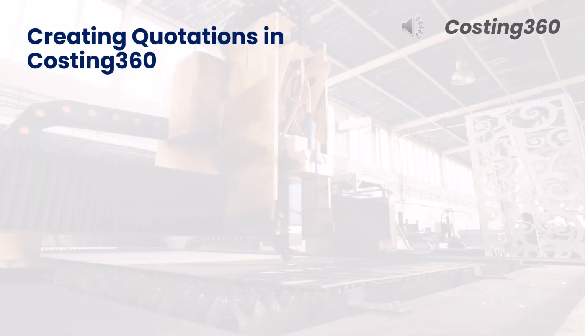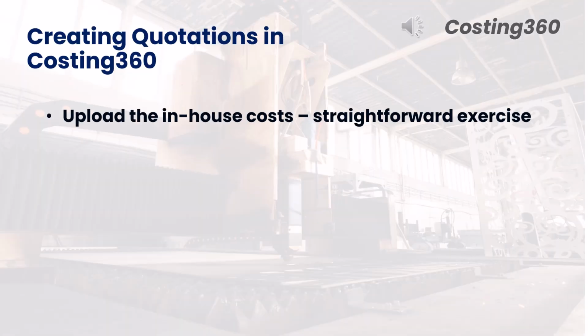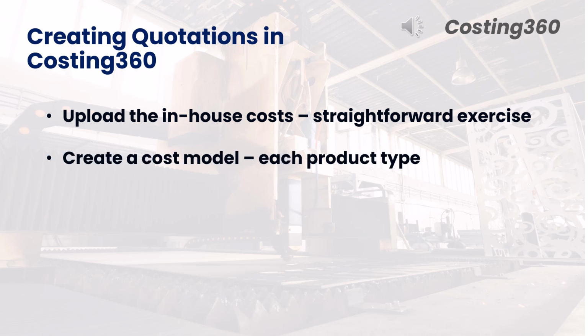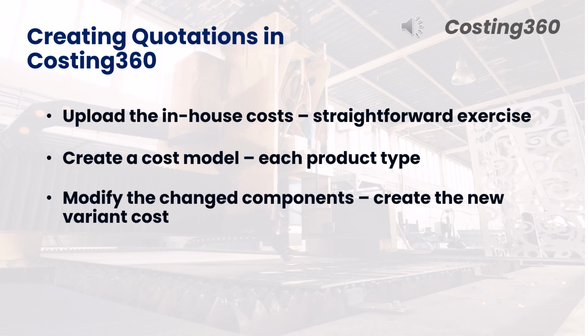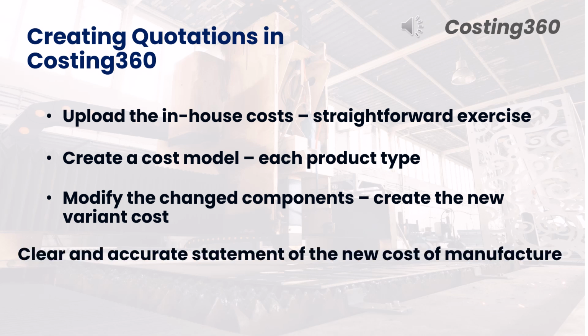So let's sum up. Uploading the in-house facility and materials cost is a straightforward, one-off exercise. We create a cost model for each product type. And for each inquiry, we modify only those components which are impacted by the variant changes. This creates the new variant cost. We now have a clear statement on the new cost of manufacture to include in our quotation.